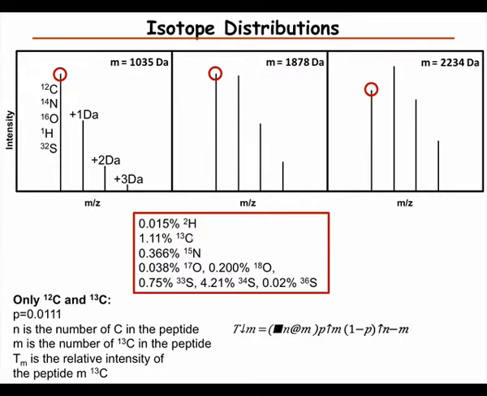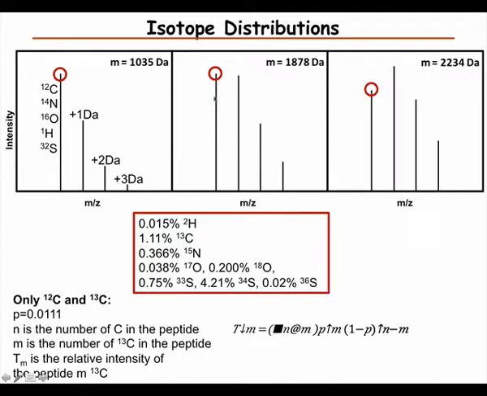And now, sorry about the formula, that doesn't look like it should. So if we only look at carbon 12 and carbon 13, we have the 1% probability that it's carbon 13. And if we have n number of carbons, and m is the number of carbon 13s, then we can calculate the relative intensity using a binomial distribution. I'll fix this formula.